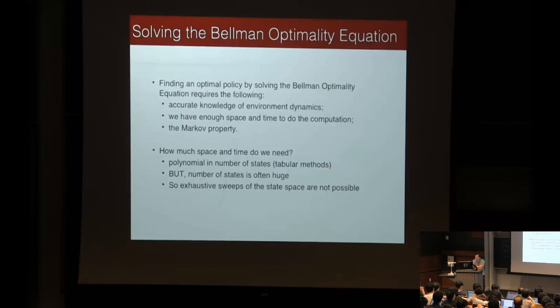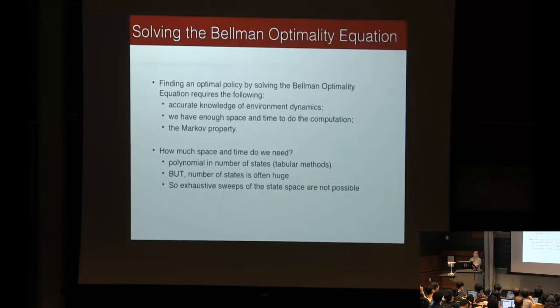And you also need the Markovian property. And in the real world, your real world dynamics might violate the Markovian assumption. How much space and time do we need? Well, polynomial in number of states, tabular methods. I think we're going to be quadratic or cubic in the number of states, which is really bad. But the number of states is almost huge. So the exhaustive sweeps through the state space is not possible.